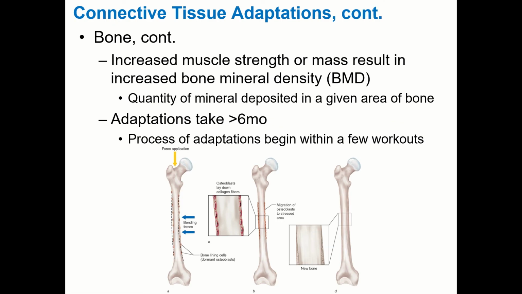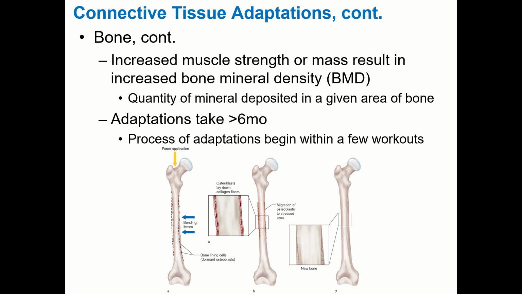So increased muscle strength or mass results in increased bone mineral density. That just means your bones are stronger. And so this bullet point here is the definition of bone mineral density: the quantity of mineral deposited in a given area of bone. So after a long-term resistance training program, so longer than 6 months, you're going to see adaptations in the bone. Specifically, you're going to see increased bone mineral density.